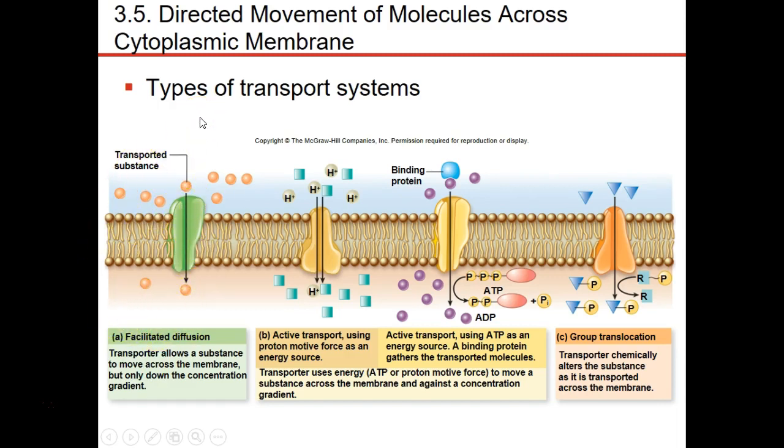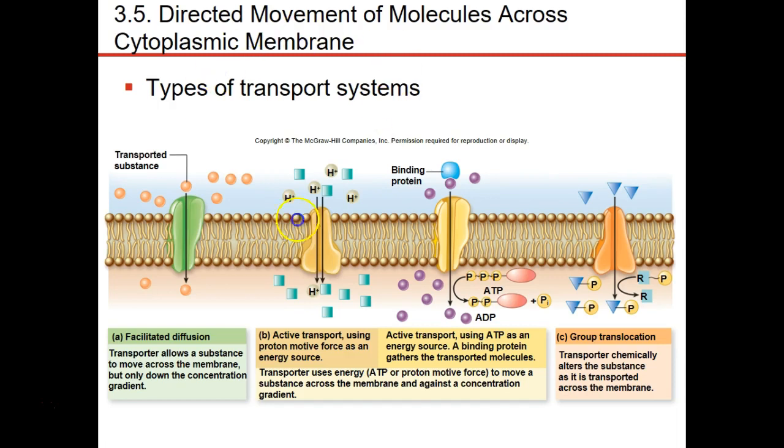In facilitative diffusion, molecules move from higher to lower concentration, down their concentration gradient, but they need a facilitator. And so that's why it's called facilitative diffusion. It's still just a passive mechanism, but we're using a protein channel. Active transport mechanisms are going to either move molecules against their concentration gradient, or they need energy to move the molecules across the membrane.